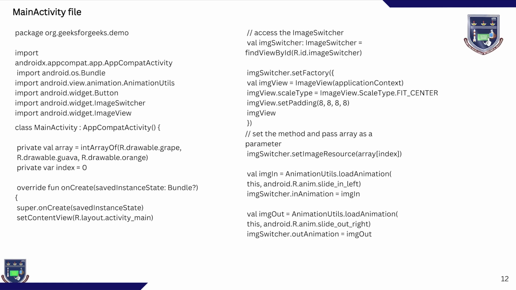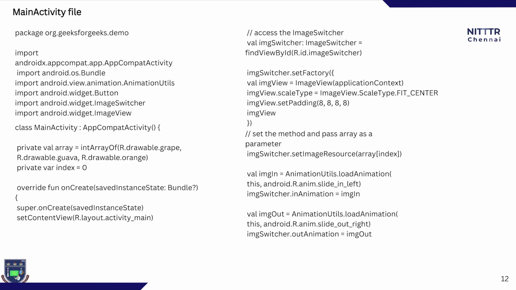Then next we have to declare the array. This array stores the drawable resource IDs. For example, grape. Here we have used three different types of fruits: grape, guava and orange. These resource IDs will be saved here. Then index keeps track of the currently displayed image.